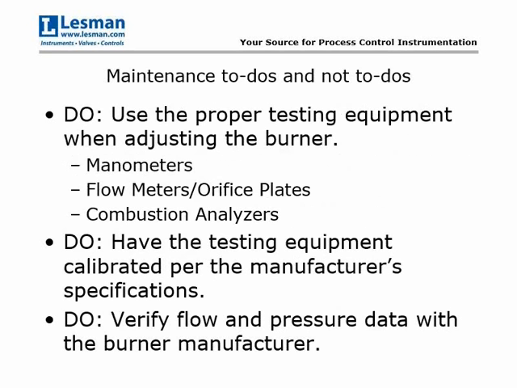Having said that, let's get into some of the maintenance to-dos and not to-dos. So first and foremost, and I think some of this is pretty straightforward, common sense, do use the proper testing equipment when adjusting the burner. So this would be the proper manometer or flow meter or orifice plate or combustion analyzer. We also want to make sure that the testing equipment that you're using is calibrated per the manufacturer's specifications. And we also want to verify the flow and pressure data with the burner manufacturer.